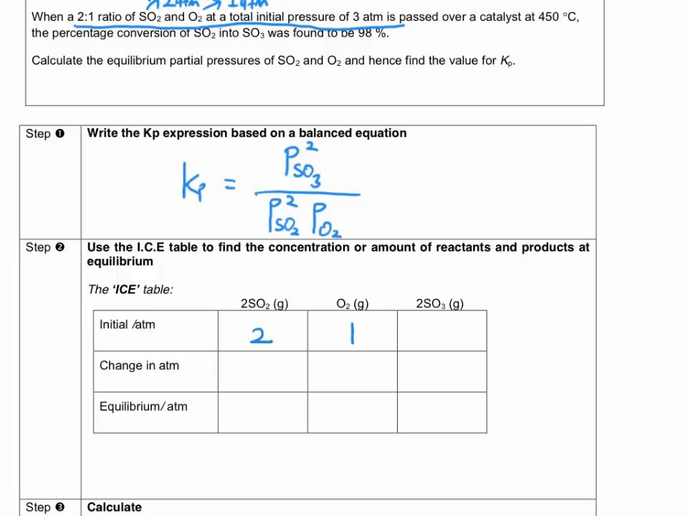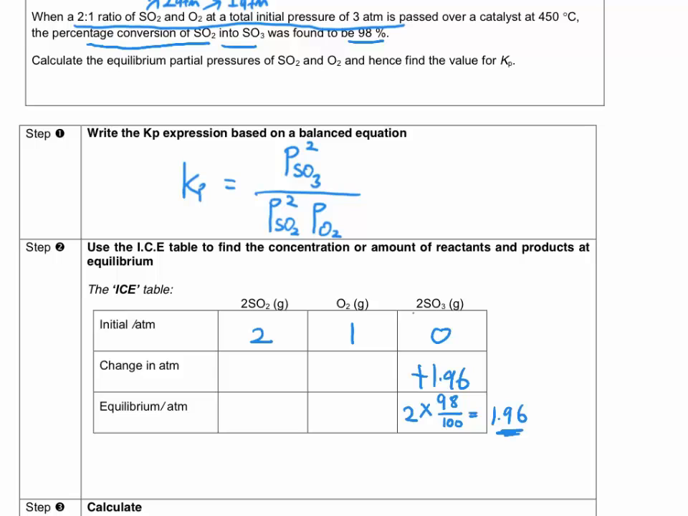Then after that, they say one more thing. That is the percentage of conversion of SO2 into SO3 is 98%. So what I'm doing is I go and calculate 98%. This one must be 2 multiplied by 98 over 100. So when you do your calculation, you should realize that the value should be approximately 1.96. So therefore, this is actually the product amount. Then initially this one must be 0, this one must be plus 1.96.